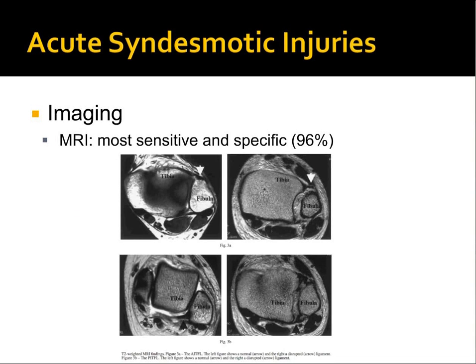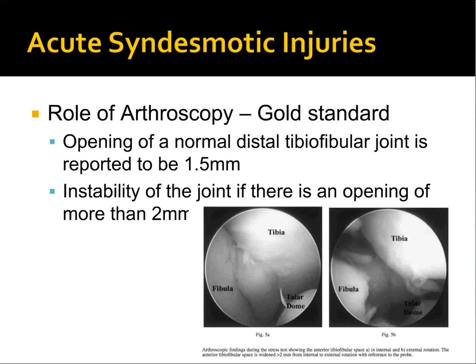So MRI is definitely more sensitive. It picks up approximately 96% of injuries. It will give you a very good idea of rupture, either partial or complete, of the anterior and posterior tib-fib ligaments, and an idea of whether the force has propagated more proximally into the interosseous membrane.